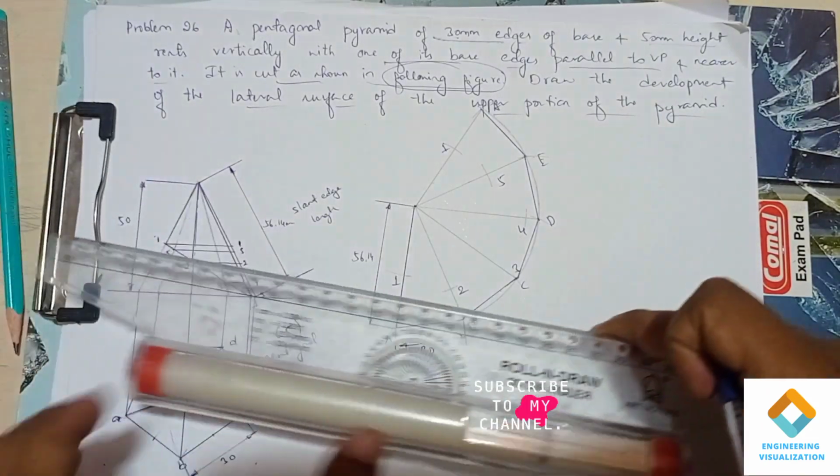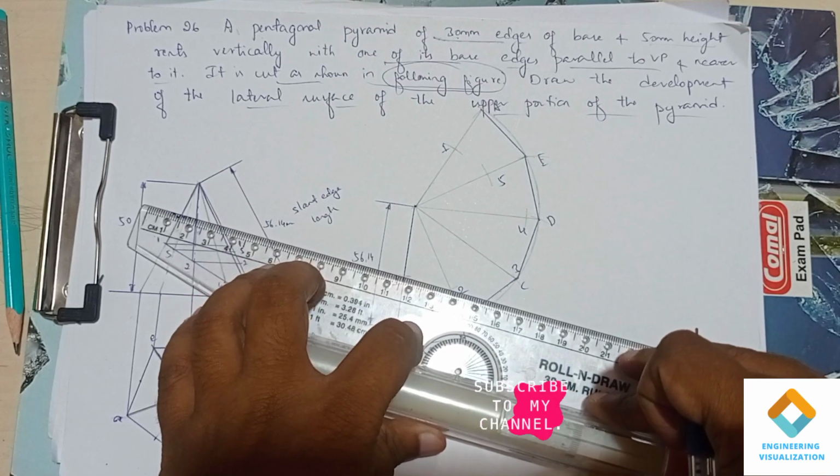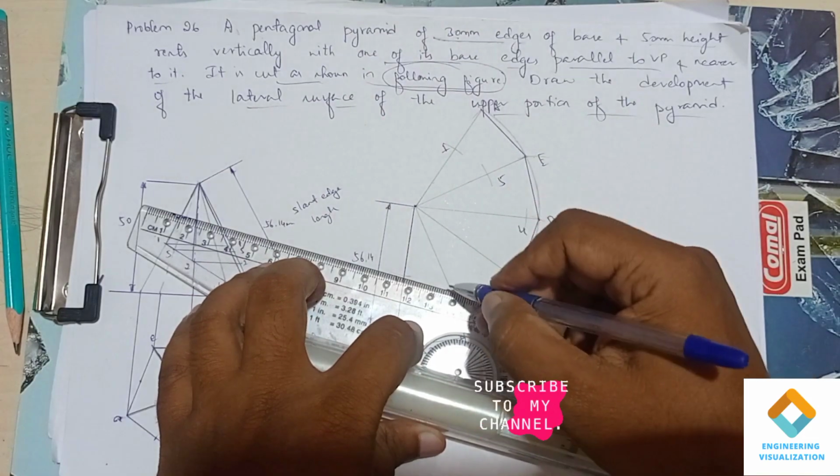So now join all these cut points with the straight line using scale.